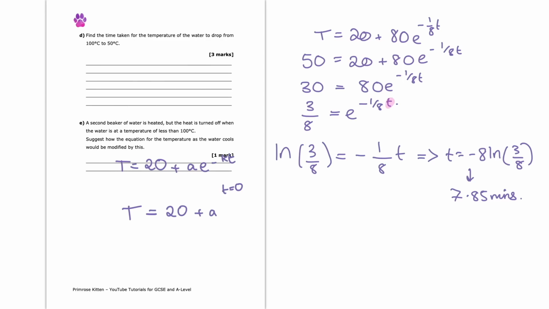For instance, if we turned it off at 80 degrees, say, then we would get 80 equals 20 plus A, which in this case would be 60. Now, of course, they don't expect us to give specific examples like that. But what we would say here simply is just that A would be smaller. And that would be all we need to say to get our mark for that question.